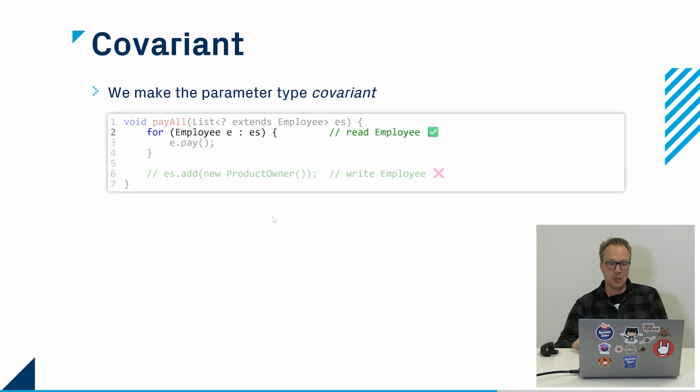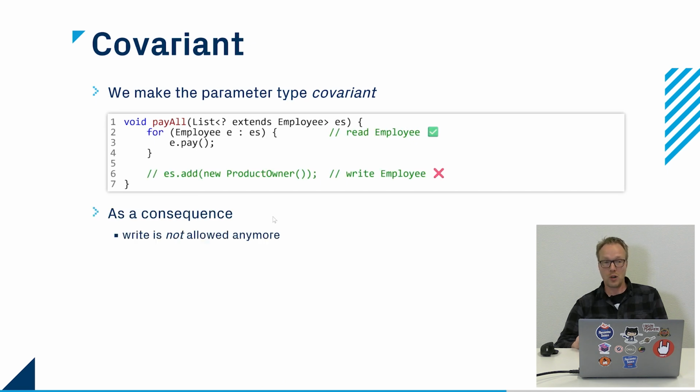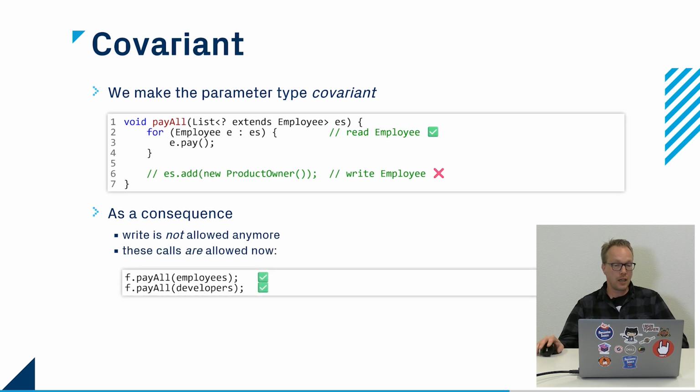But that puts some constraints on this piece of code, because a write is not allowed here anymore. Because of the reason I told you before, a product owner cannot be in a group of developers. So that constrains us a little bit, but for most use cases, we can do it like this. So write is not allowed anymore, but these calls are allowed now. So we can pay our developers. And they are happy and don't write code. Absolutely. And a product owner cannot enter a team of developers anymore.